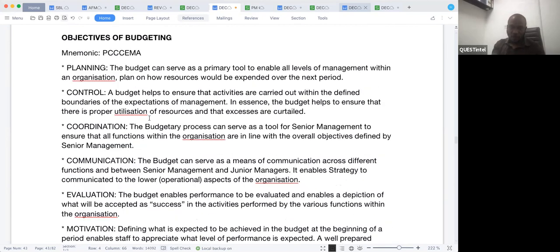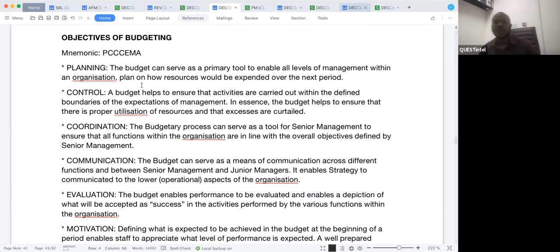So our objectives of a budget: for planning, the budget can serve as a primary tool to enable all levels of management in an organization to plan how resources would be expended over the next period. So remember that the budget is for the next period. We usually say the next period is the next year, but we will see that budgets can be prepared monthly, quarterly, biannually, or even weekly. You see those kinds of ways that budgets can be prepared.